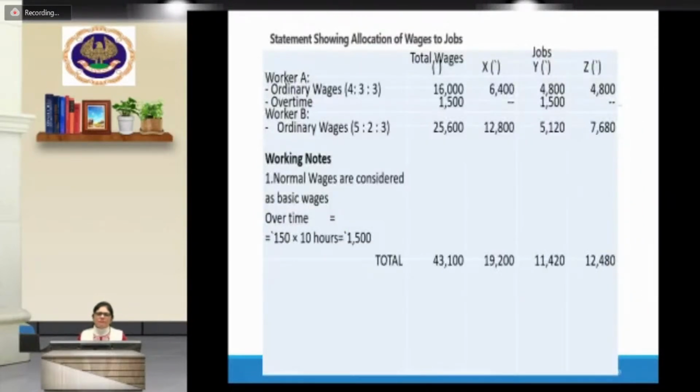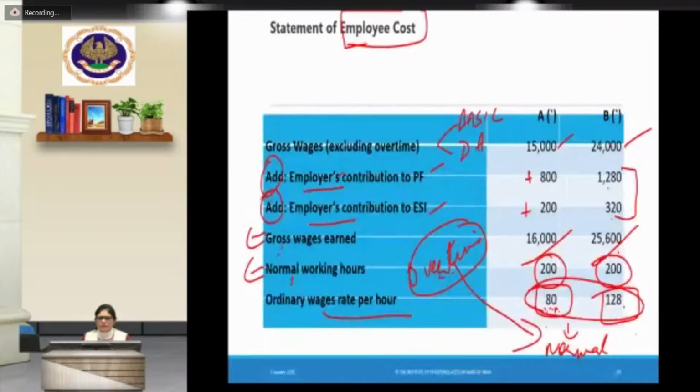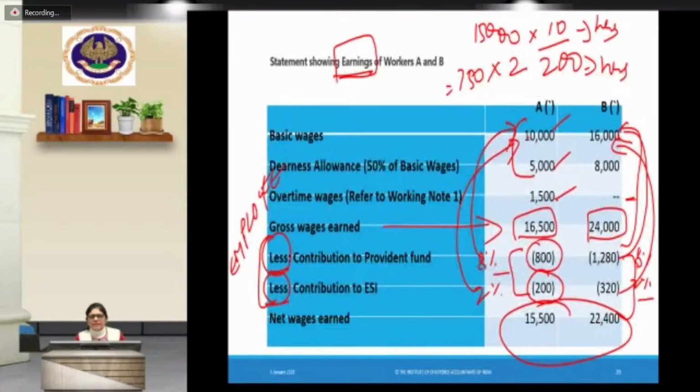So this we have done. There are 3 jobs, X, Y, and Z, and the workers are these. So 16,000 was the cost. I'm telling you, we allocate the cost and not the earnings. If I tell you here, the earnings of A was 16,500. That was the earnings. We don't allocate the earnings, I'm repeating.